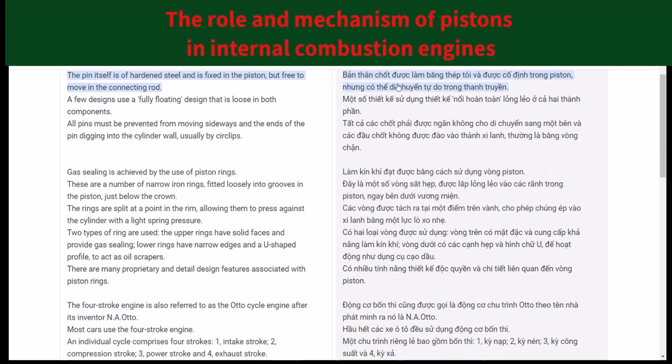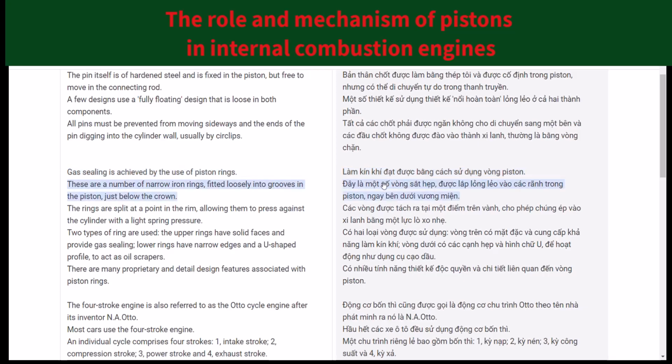The pin itself is of hardened steel and is fixed in the piston, but free to move in the connecting rod. A few designs use a fully floating design that is loose in both components. All pins must be prevented from moving sideways and the ends of the pin digging into the cylinder wall, usually by circlips. Gas sealing is achieved by the use of piston rings.